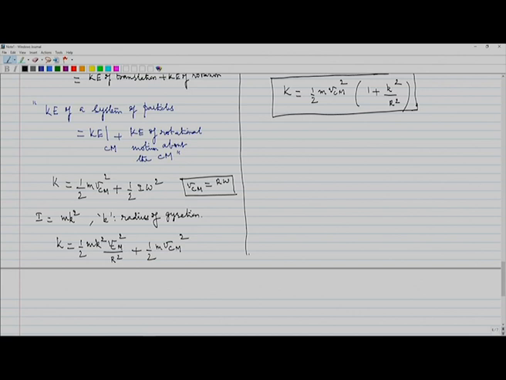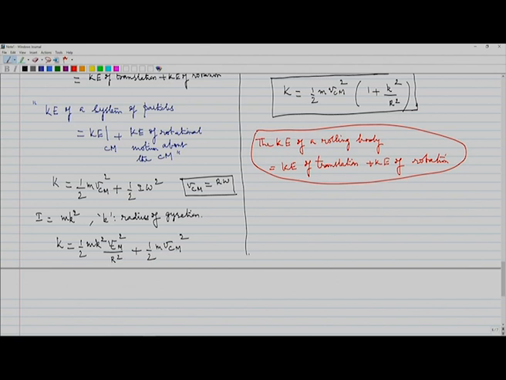So what have we done? The kinetic energy of a rolling body is equal to the kinetic energy of translation plus the kinetic energy of rotation. This is nothing but what we already have done for the case of many particles. Both are actually the same. We got an expression for the kinetic energy. Now, we can make use of this expression.